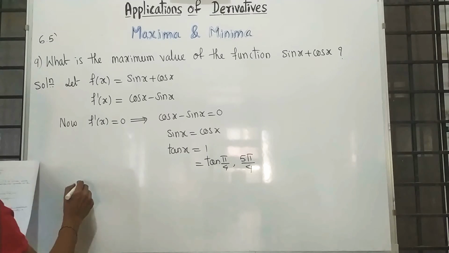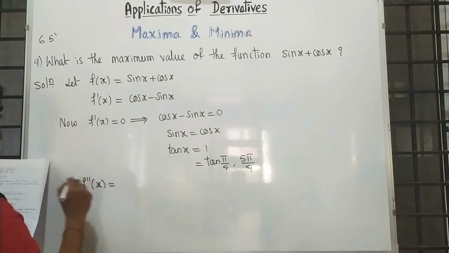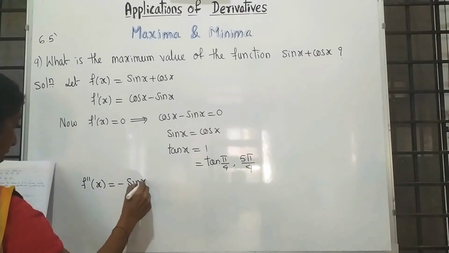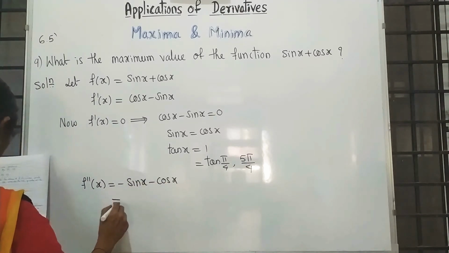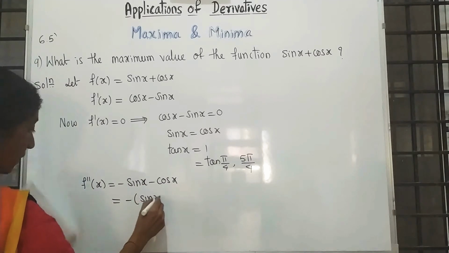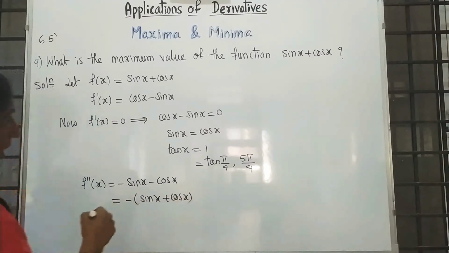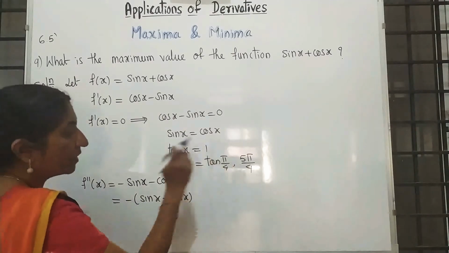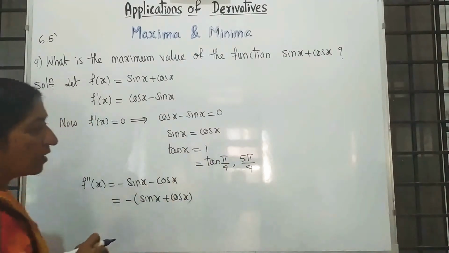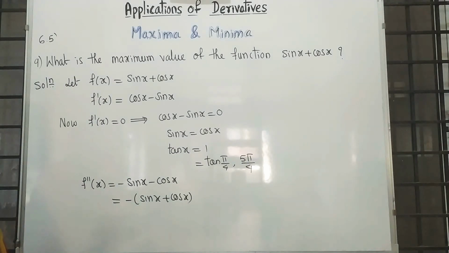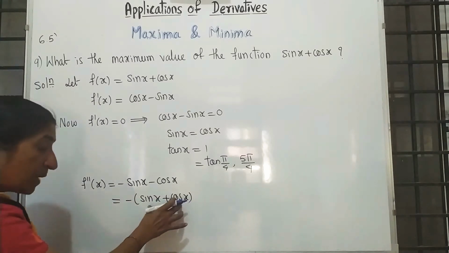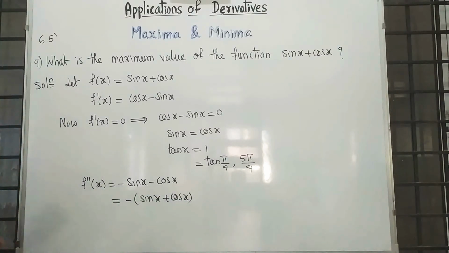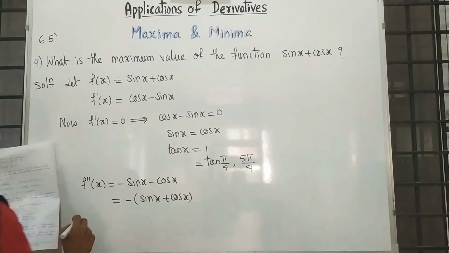225 degree. And what is the second derivative? Differentiation of cos is minus sin x and of sin is cos x. So it is minus of sin x plus cos x. And the question is maximum. Maximum means the second derivative is negative. Out of these two values, at 45 degree, 45 is in the first quadrant. In the first quadrant, both sin and cos are positive. This bracket is positive, but outside we have a minus, means the second order derivative is negative.